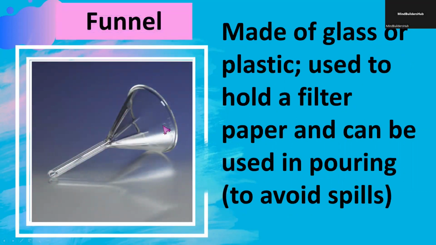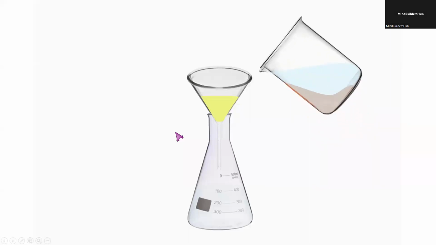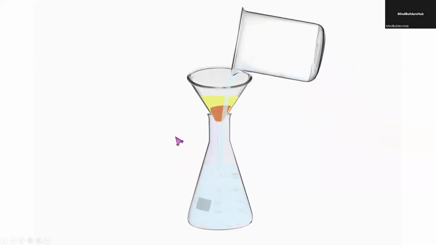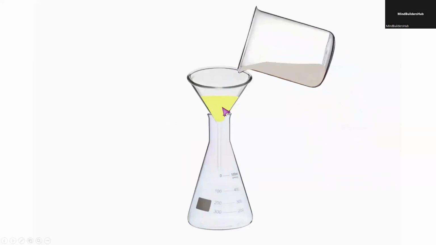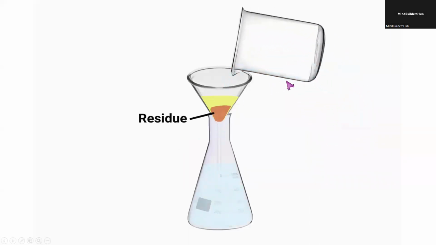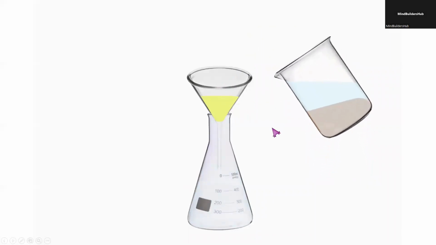Another is a funnel. It is made of glass or plastic sometimes, used to hold a filter paper and can be used also in pouring. It is the one that assists when you are transferring liquid from one container to another to avoid spills. Remember, you are dealing with chemicals here, so you have to be careful. Let's say that the yellow thing here is a filter paper and you want to filter this substance. You see how it works here.